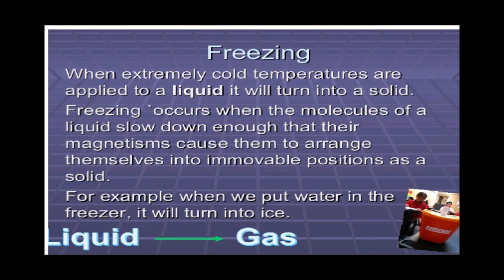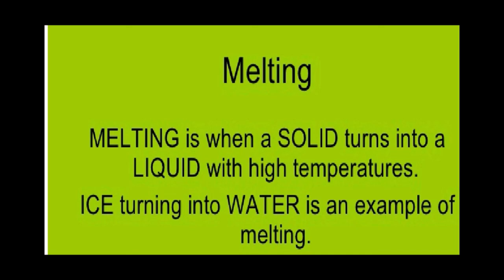Freezing occurs when the molecules of a liquid slow down enough that their magnetism causes them to arrange themselves into immovable positions as a solid. For example, when we put water in the freezer, it will turn into ice. Melting is when a solid turns into a liquid with high temperatures. Ice turning into water is an example of melting.